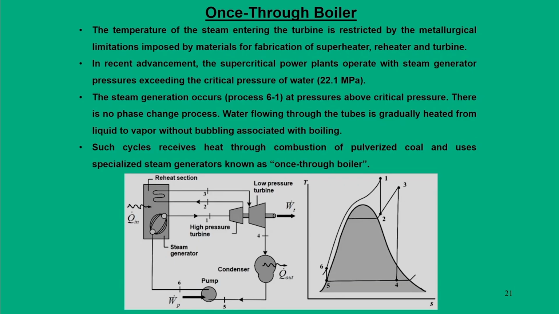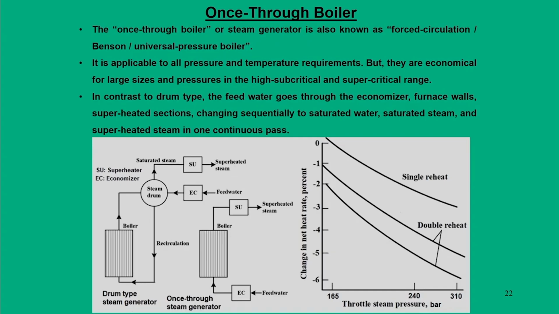Okay. Next is the once-through boiler, which I have already mentioned several times. A once-through boiler operates the steam boiler at conditions above the critical pressure of 22 megapascals. While operating at this pressure, it is possible to bring water to steam directly, bypassing its critical point. If you compare the advantages of the once-through boiler and the conventional drum type boiler, this is shown in the figure.